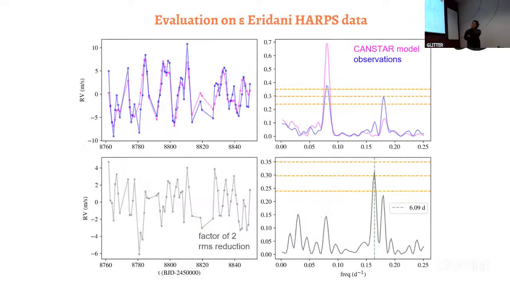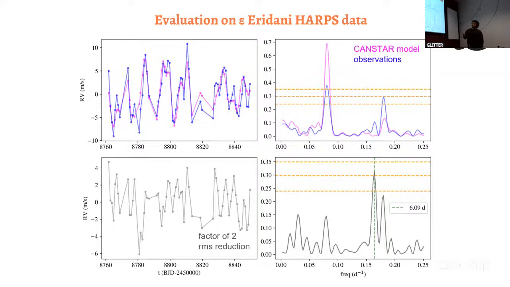Finally, once we have trained our network, we apply it to our observations of Epsilon Eridani, which is a very bright and very active star, where the observations are completely dominated by the rotation period of the star and its first harmonic. We also overplot the CANSTAR prediction, and we can see that it is able to predict this sort of variability in the observations. After we remove this prediction from our observations, we get residuals where we reduce the RMS of this time series by a factor of 2.